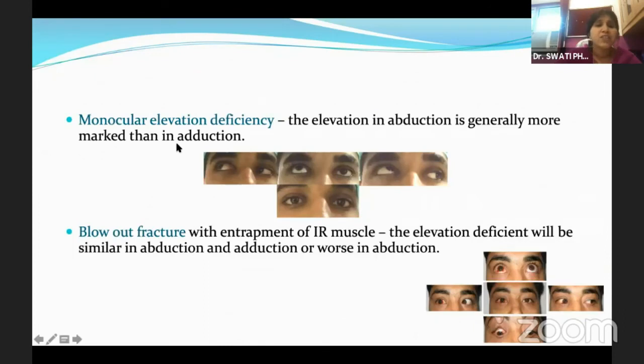The other differential could be monocular elevation deficiency or blowout fracture. In both cases, you will have a limitation of elevation both in adduction as well as in abduction, which may even be worse in abduction, in comparison to Brown syndrome, where the elevation is limited more in adduction. So that's the important differential one has to keep in mind.